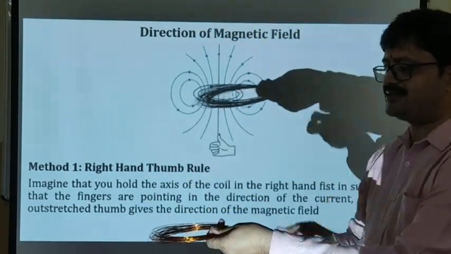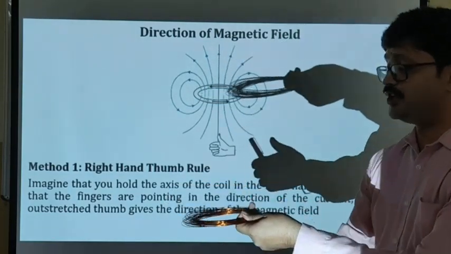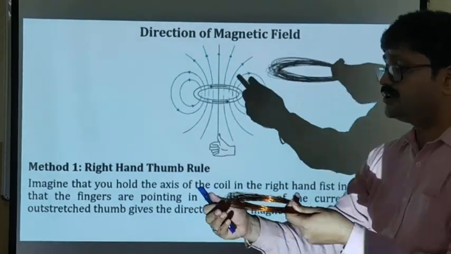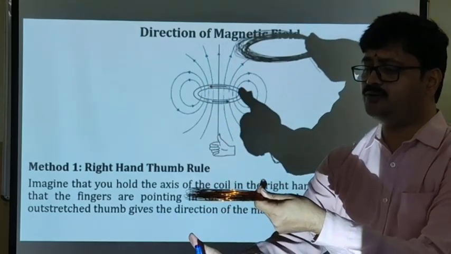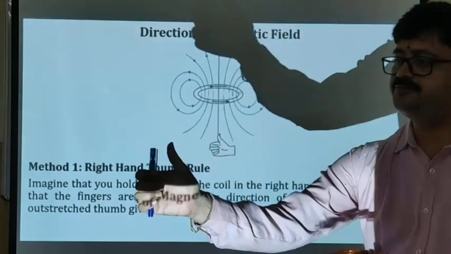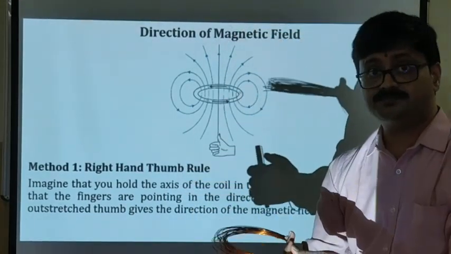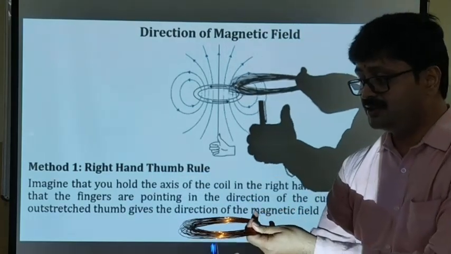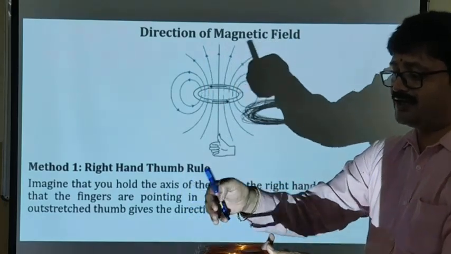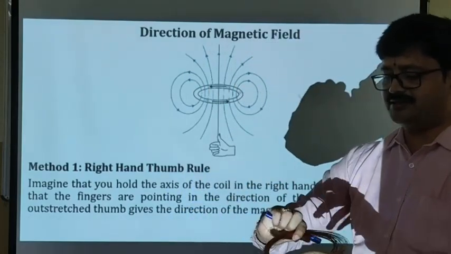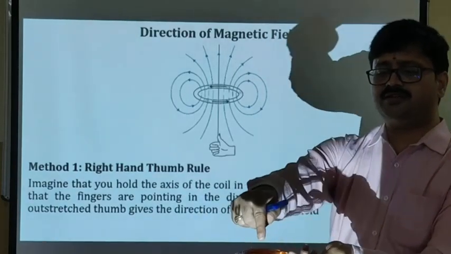And at the axis, I am imagining that I am holding the axis like this, such that the fingers are curled. This is the palm. I will be curling my finger like this. I will hold the axis so that this is the fist, and in the fist I am holding the axis of this circular coil. I hope you are making this out. Such that curl of the fingers are directed along the current. Now, what is the direction of current here? This is the positive terminal, so current will flow like this, my dear friends.